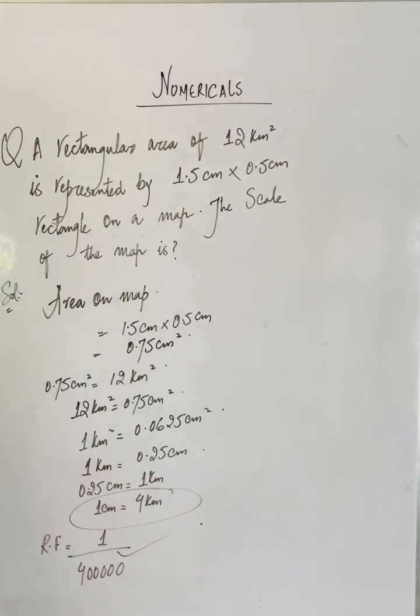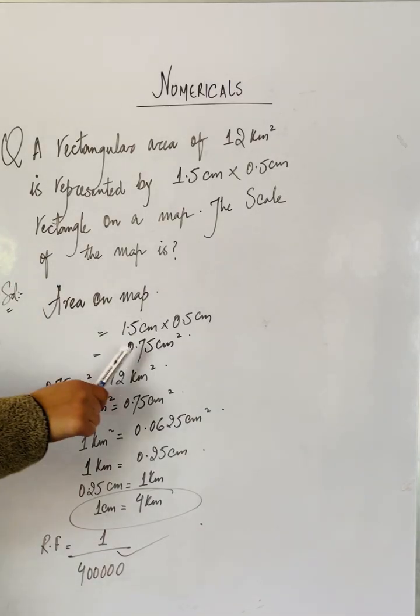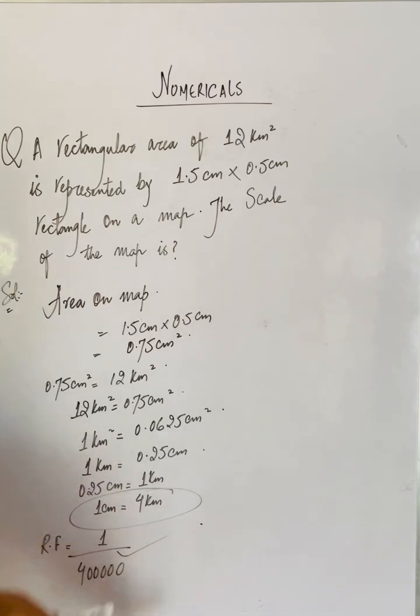Right? So this was the question, that a rectangular area of 12 kilometers square is represented by this much rectangle on a map, and we had to find the scale. My area on the map was this, and so my scale came equivalent to 1 centimeter is equal to 4 kilometers, or the representative fraction came equivalent to 1 by 4 into 10 raised power 5, right?